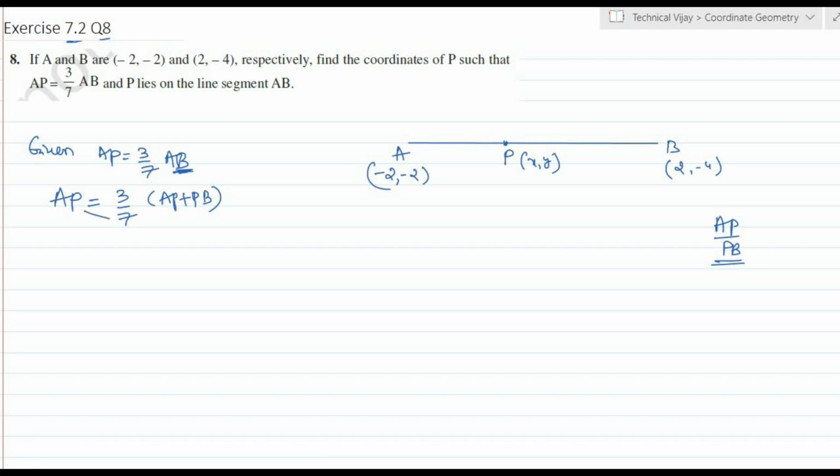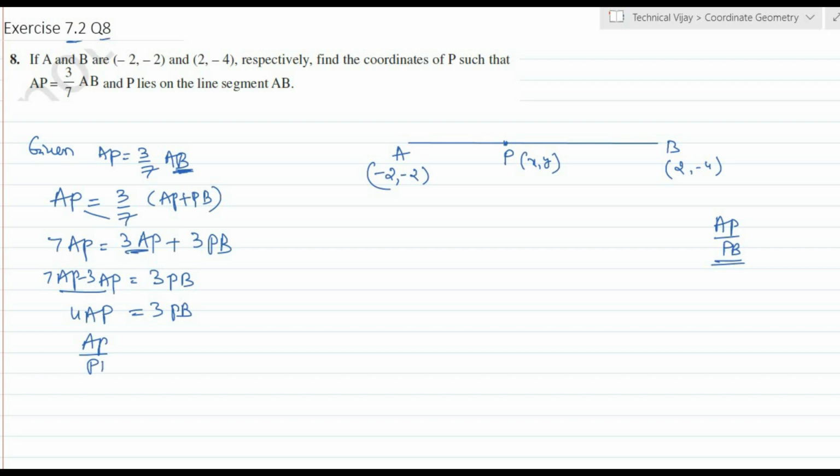So now we will cross multiply. 7 AP is equal to 3 into AP plus 3 into PB. Now this 3 AP we take to the LHS. So 7 AP minus 3 AP is equal to 3 PB. So 7 minus 3, 4 AP is equal to 3 PB. We want the relation AP divided by PB. So AP by PB is equal to 3 divided by 4. So this 4 we send to the denominator. This is the ratio, 3 by 4, which means 3:4.